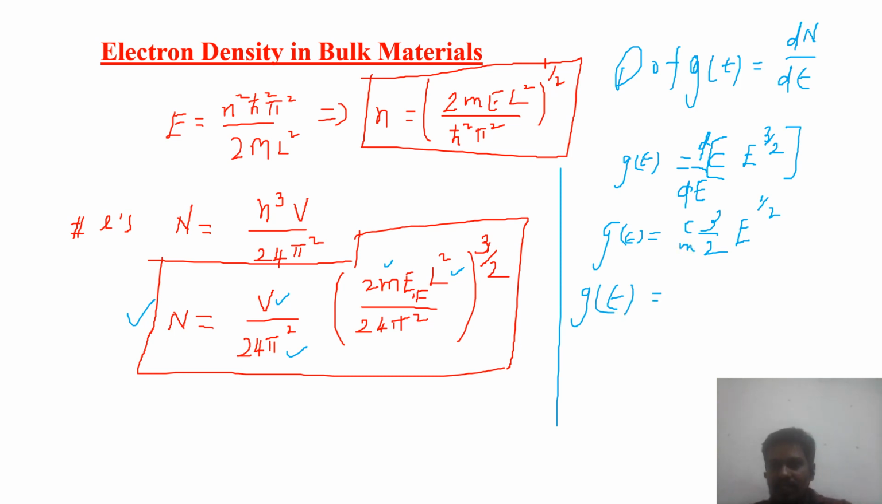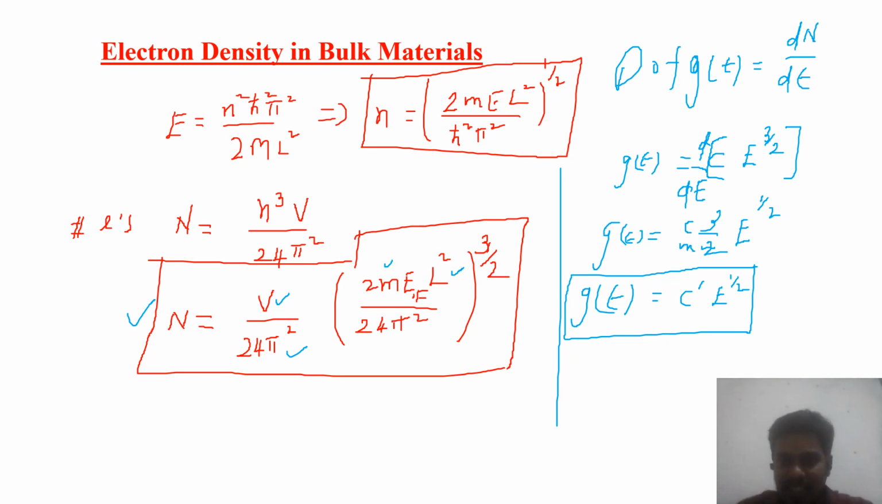The c is one constant. 3 by 2 is another constant. You can call the new constant c prime, e power of. So my density of states is proportional to the square root of the energy. That means the allowed energy of the electron. That means the density will vary with respect to the energy as the square root of the energy.